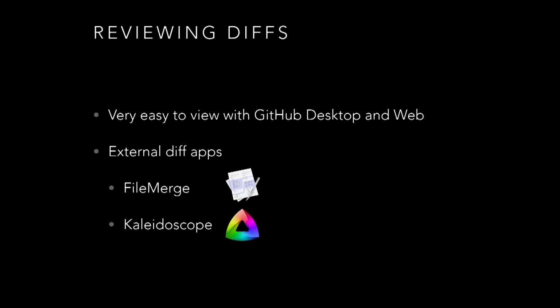So reviewing diffs, that would show you the differences between a file as it was committed and what you changed to it. There are very nice views for this within the GitHub Desktop application as well as the web interface, which is very nice. And of course, you can use FileMerge, which comes with Xcode, and Kaleidoscope. Yes, it's pretty expensive, but it's very awesome and cool. So I bought it when it was cheaper, but it's fantastic for doing diffs, viewing, and also for merges as well.